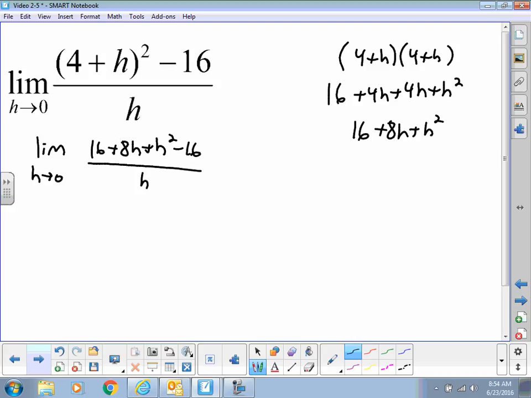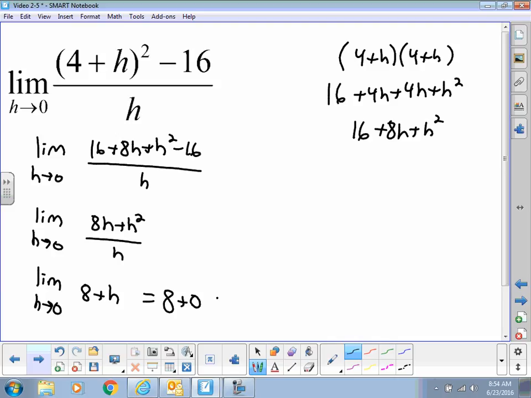The 16 and the negative 16 add to 0, so we now have the limit as h approaches 0 of 8h plus h squared all over h. The h's divide out, and that'll leave us with 8 plus h. This is now something we can do with direct substitution, so this will become 8 plus 0, which is just 8. Keep in mind, when you do your direct substitution, the limit should be carried through each step until that direct substitution is done.